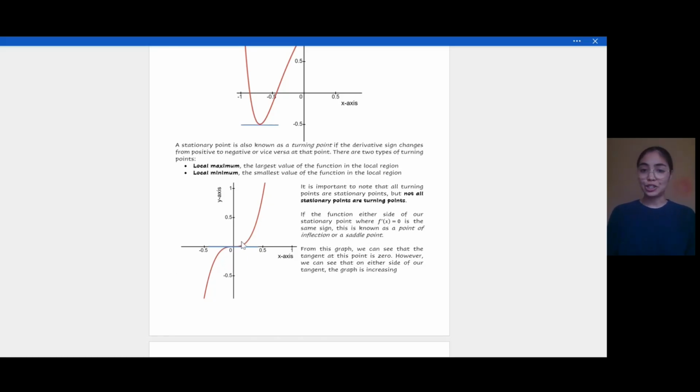So it hasn't actually turned from an increasing to a decreasing function or vice versa. Instead, it's gone from an increasing function to our stationary point, and then continued to increase on the other side of that stationary point. This is known as an inflection point or a saddle point. Of course, this would be the same if we had a decreasing function, then our stationary point, and then a decreasing function on the other side as well.